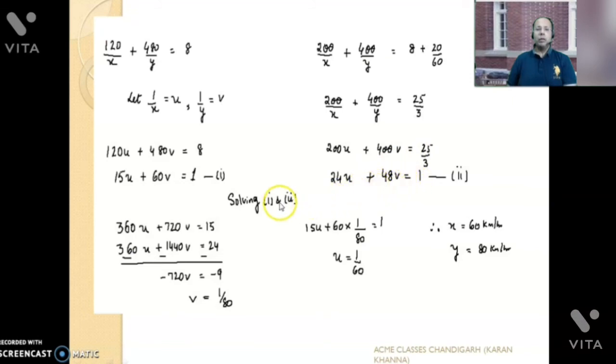Now you solve both the equations, and we get v as 1/80 and u as 1/60. Now what was v? v was 1 upon y. So 1 upon y is equal to 1 upon 80. That means y is equal to 80. What was u? u was 1 upon x. So 1 upon x is equal to 1 upon 60. So x will be equal to 60 kilometers per hour. Therefore, the speed of the train is 60 kilometers per hour and the speed of the car is 80 kilometers per hour. And that is how you solve this question.